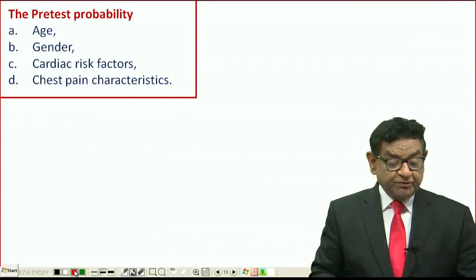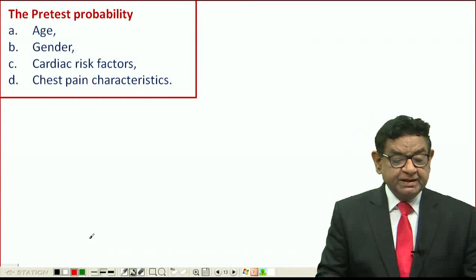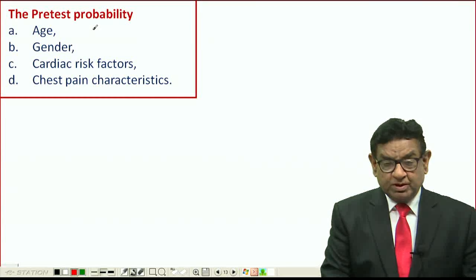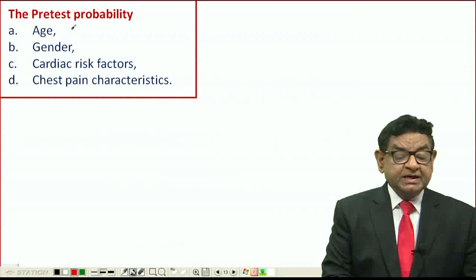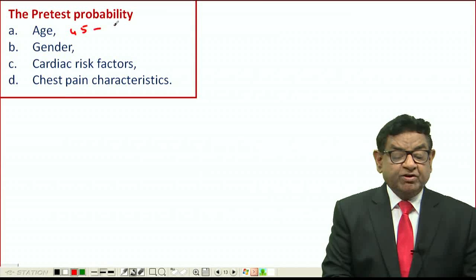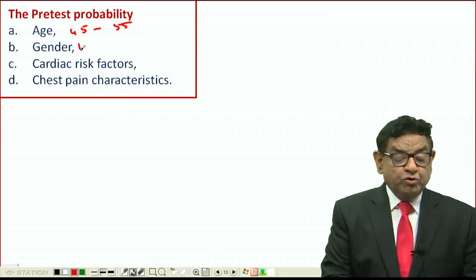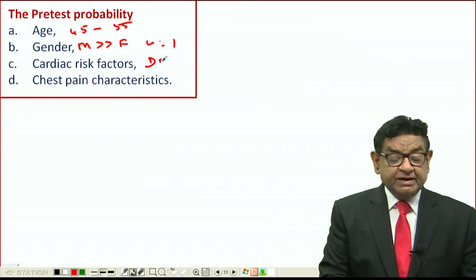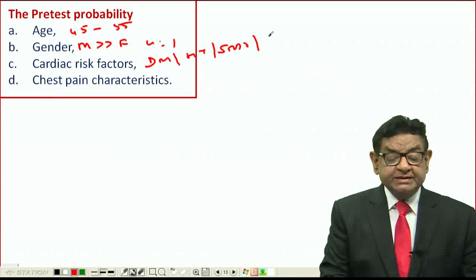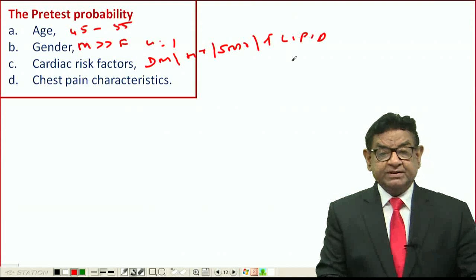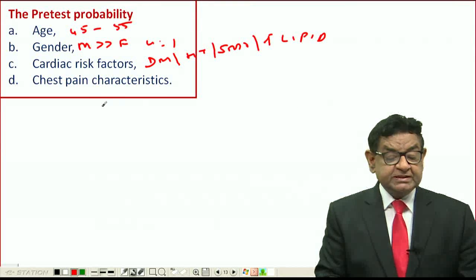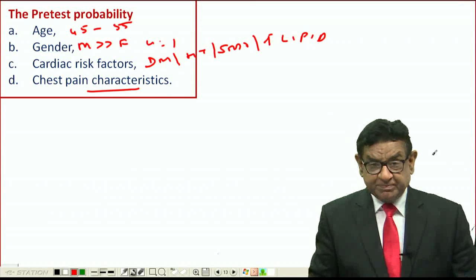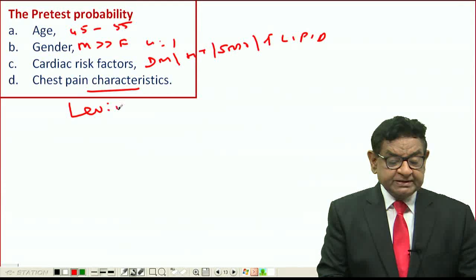Now, before we go forward, we have some pre-test probability. Age is a big factor, as we know. The maximum coronary artery disease occurs in males in the age of 45 to 55 years, more in males as compared to females, male-female ratio 4:1. Cardiac risk factors: patient having diabetes, hypertension, smoking, and increased lipids. If they are there, definitely risk factors are there. And chest pain characteristic, what we say exertional chest pain, or so-called Levine sign positive.